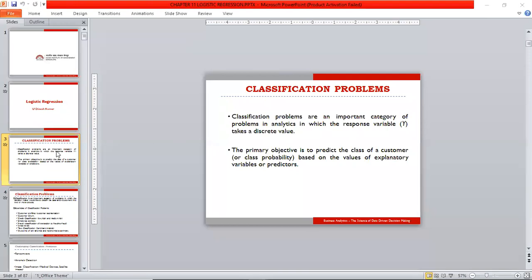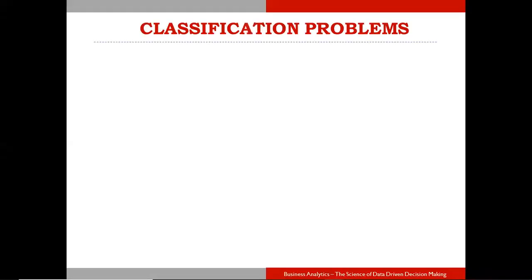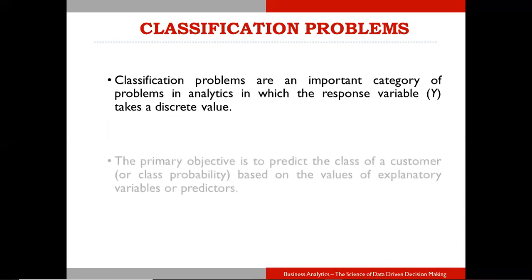So here I'll just provide a brief theory behind this. Afterwards, we'll do the programming part. Classification problems are an important category of problems in which the response variable is a discrete value. In linear regression, we had the outputs as continuous values. Here we have the outputs as discrete values.